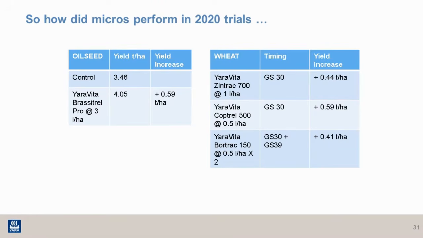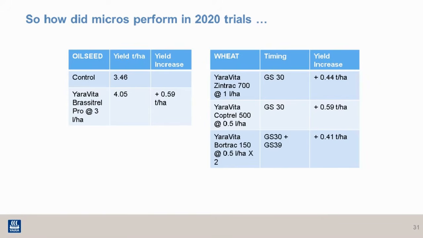So how have micros performed over the years? It's all very well talking about what they do in the plant. Do they come back and help us? Then, yeah, here's some examples of 2020 trials that we've done, whether it's the oilseed crop with our Brassicharb Pro, where we use that suite of micronutrients specific to that crop in 2020, giving us 0.59 tonnes a hectare. Put that 0.59 tonnes a hectare in terms of money, and that's a serious amount to be missing out on. So really, Brassicharb Pro timing is now, to get that out and on. So 0.59 tonnes a hectare there.